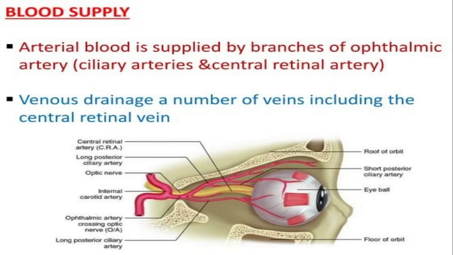The central retinal artery is a branch of the ophthalmic artery that enters the eye through the optic nerve and supplies the retina. It is responsible for providing oxygen and nutrition to the photoreceptor cells of the retina. The veins of the eye drain into the ophthalmic vein, which then joins the cavernous sinus, a large venous sinus located in the skull. From there, the blood eventually returns to the heart.